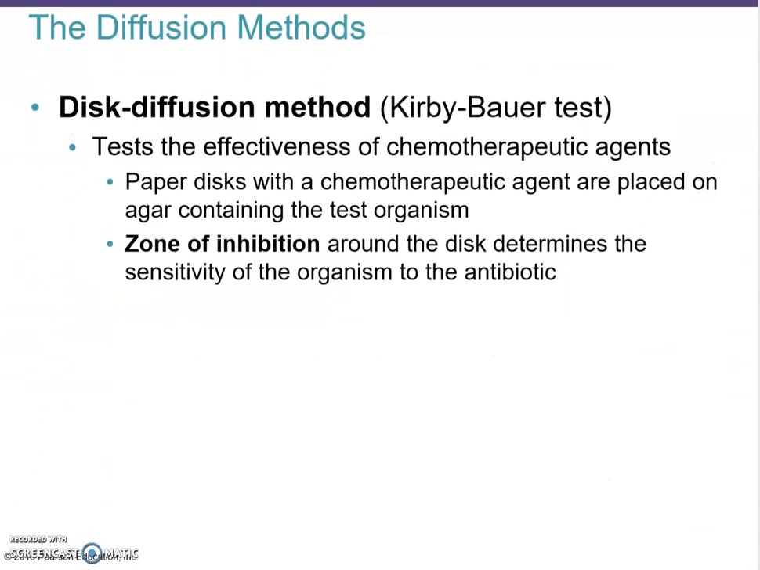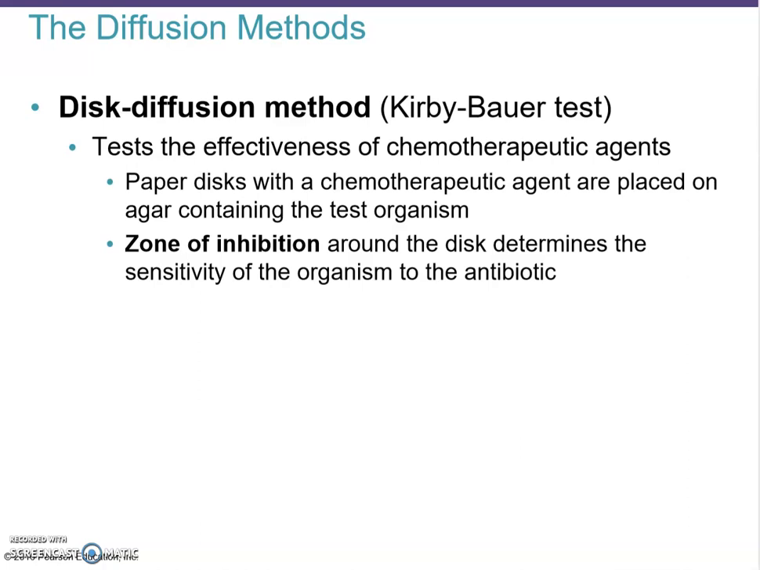Okay, so now let's take a look at how we can test the effectiveness of a drug. One of the best tests is the diffusion method, also known as the Kirby-Bauer test. It's basically a test where you are adding your antimicrobial agent that you want to test to a little filter paper disc, and then you're putting that filter paper disc on a plate that has been swabbed with the bacteria that you want to test.